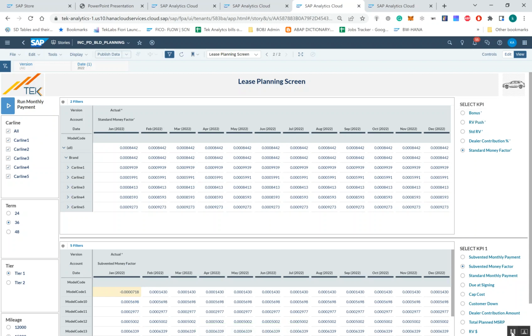This application will give an end-to-end scenario where you can plan from due at signing and get a money factor rate, or you can actually plan for a money factor rate, and the system can derive your monthly payment. The tool has flexibility across all the dimensions and is capable of planning at any term, tier, and mileage level. Like I was mentioning before, the tool has the capability not only for lease planning but also financial planning, balloon planning, as well as pure cash flow planning.